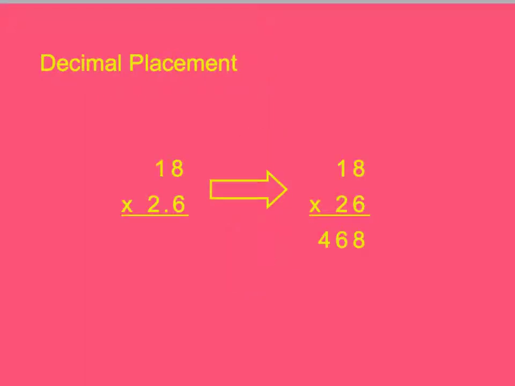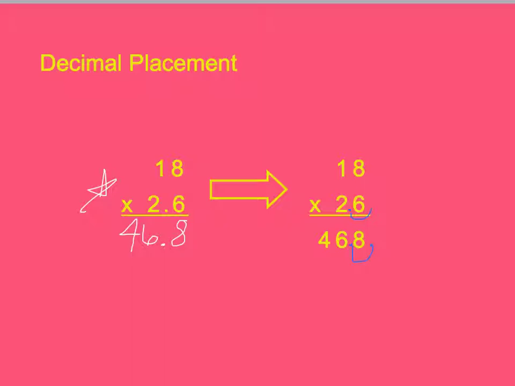Take a look at the transition that we've made from our actual problem, the 18 times 2.6, to the 18 times 26. I'm going to place my decimal into this problem on the right. It's going to be right here between the 2 and the 6. I only have one decimal place here, so I'm only going to have 1 in my answer. I'm going to move that decimal point over just one space, so it goes between my 6 and my 8. So the final answer to our decimal problem is going to be 46.8.